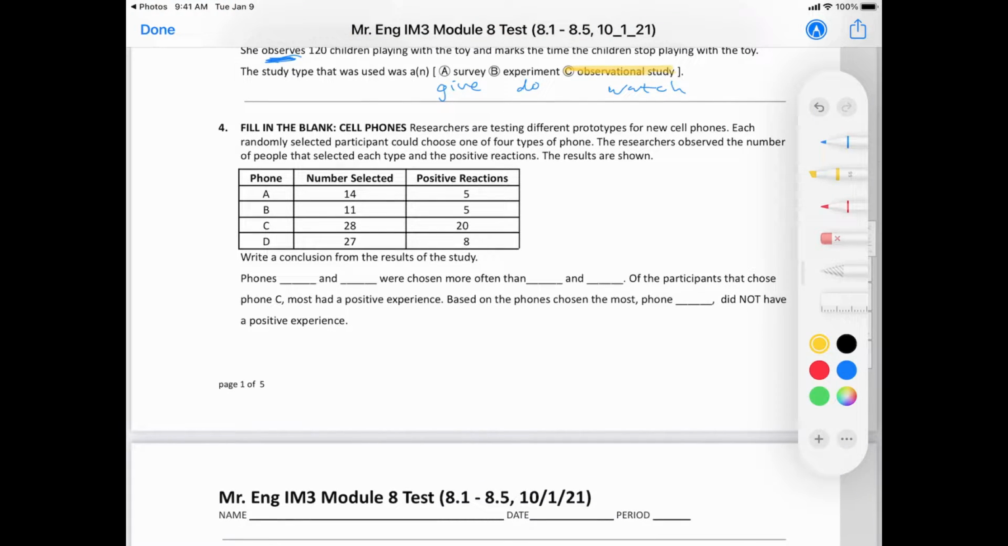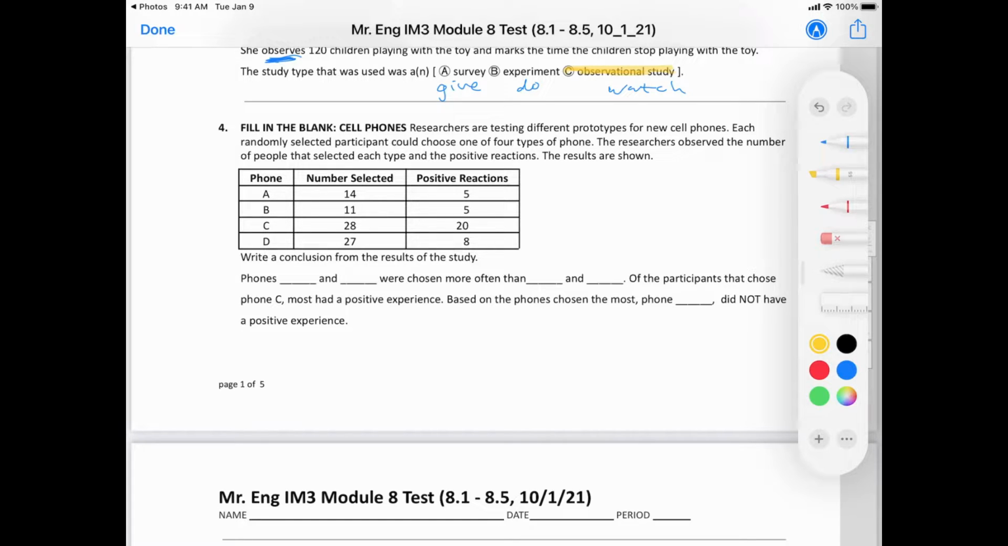Number 4. Researchers are testing different prototypes for new cell phones. Each randomly selected participant could choose one of 4 types of phone. The researchers observed the number of people that selected each type and the positive reactions. The results are shown. So I said, here's 4 phones, take a look at them, and then pick it up and tell me if you like it or not, like a positive, right?